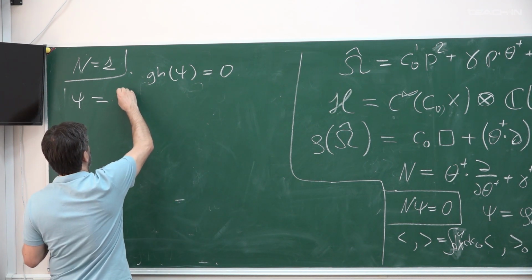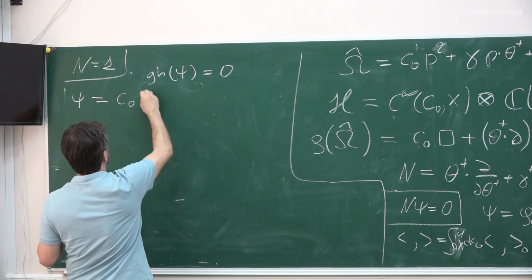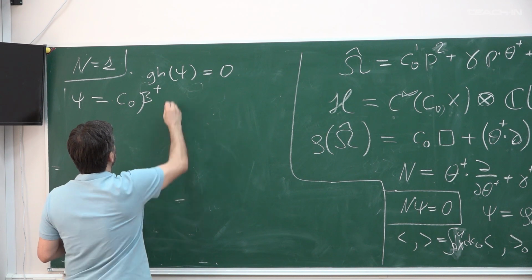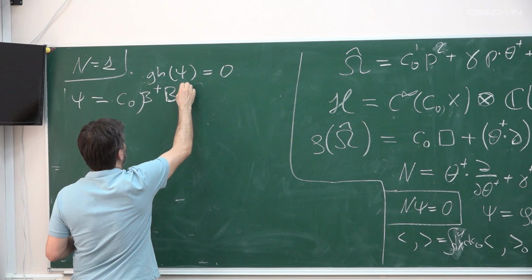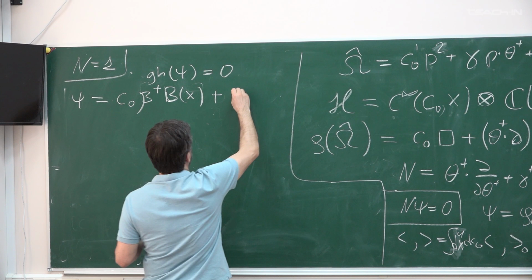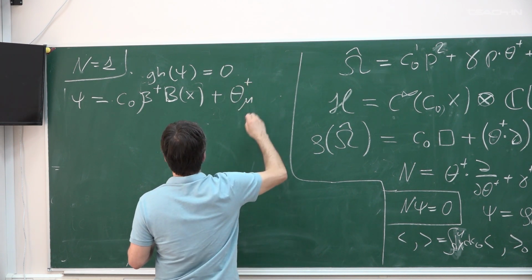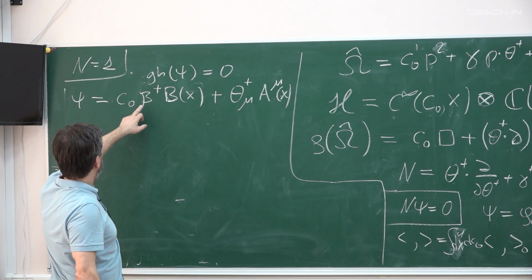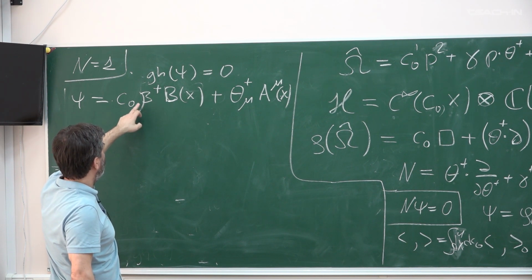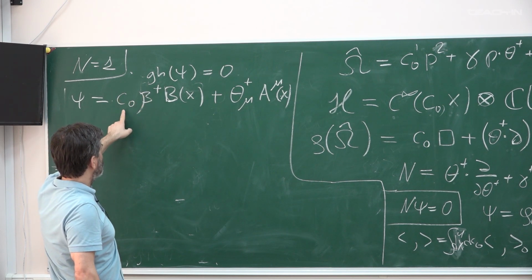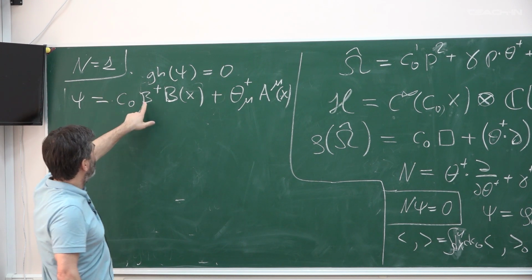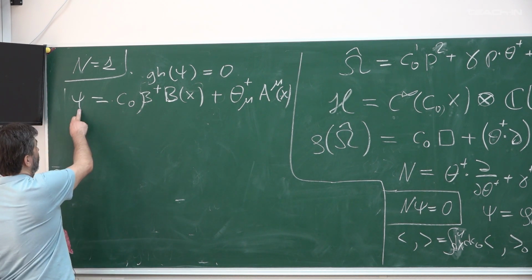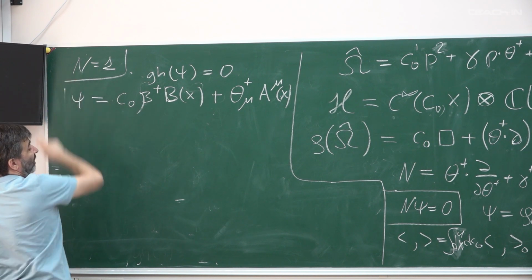So what can we have? We can have something like c naught beta dagger B of x plus theta dagger mu, let's say A mu of x. What else can we have? We can also have gamma dagger something. But if we have gamma dagger, we need to compensate the Gauss degree 1 with something, but the only variable in negative Gauss degree is beta dagger, so it doesn't enter. So that's all we have. That's the generic form of psi of Gauss degree 0 and charge equal to 1.